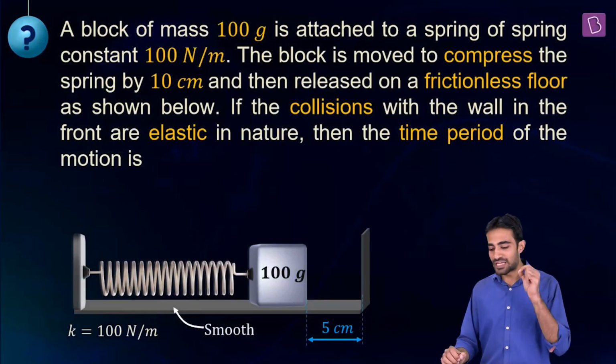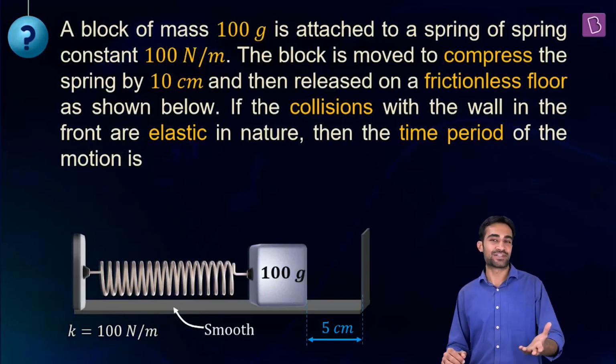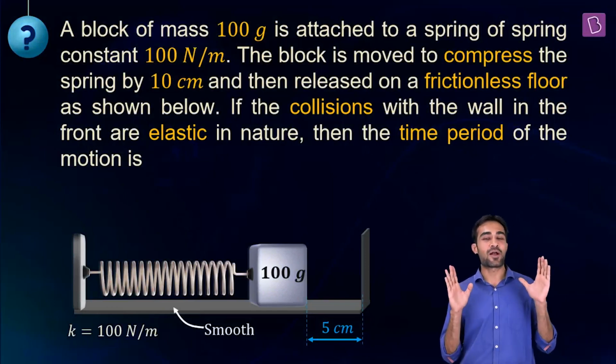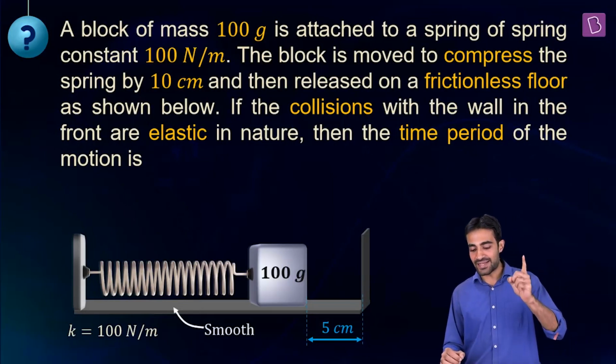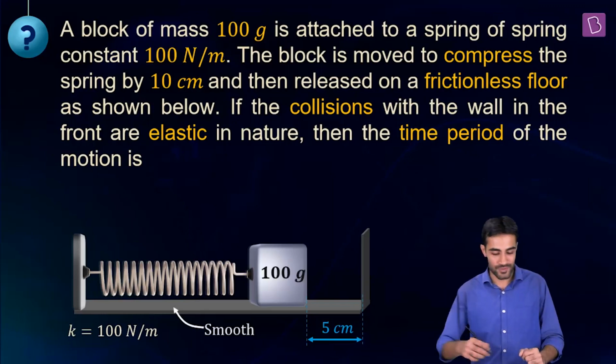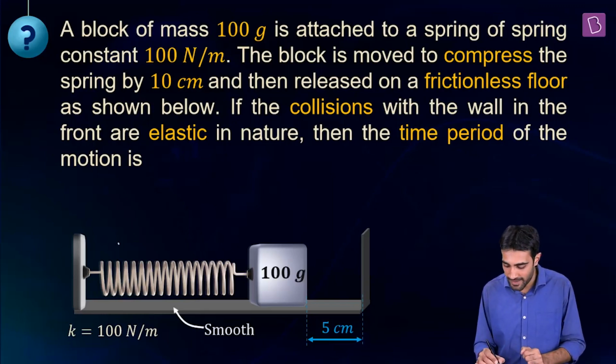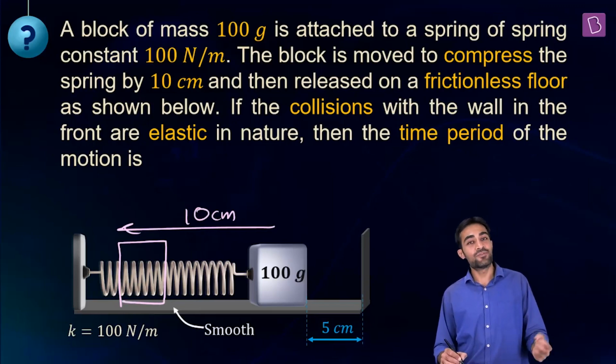A block of mass 100 gram is attached to a spring of spring constant 100 Newton per meter. That's so awesome. We can see the block. The block is moved to compress the spring by 10 centimeter and released on the frictionless floor as shown below. So what do we do? We push this block and compress the spring like this, and we compress the spring by 10 centimeter. Okay. And we release the block.